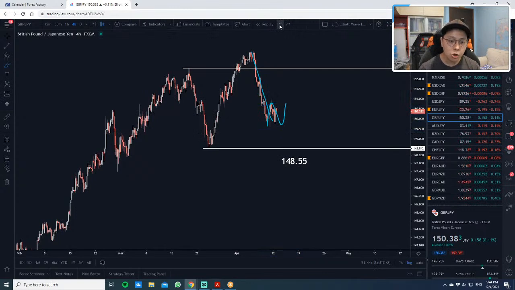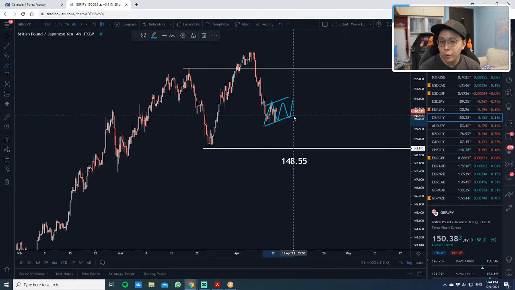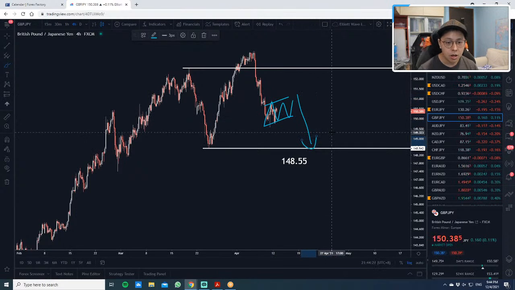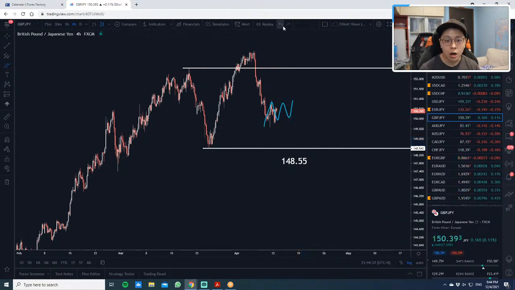So as long as this is doing a correction, which is again slow sideways, the probability is still to the downside. In other words, you still want to maintain a bearish bias. You want to look out for sell opportunities, and potentially you can see the number here, 148.55. That's the price level that you want to keep an eye on for a potential target.